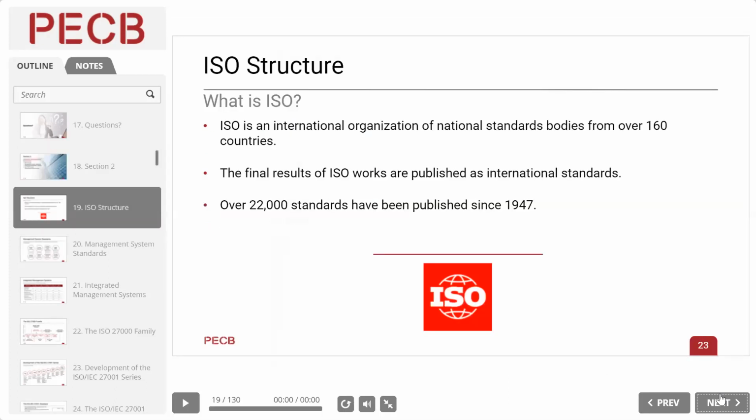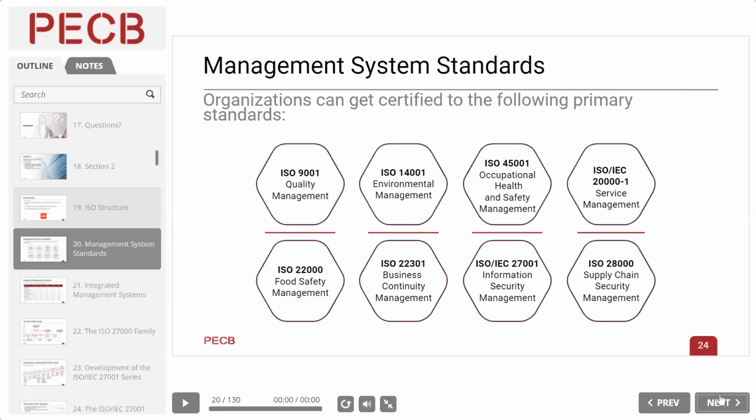Okay, so I'm going to start with the ISO structure. ISO, which stands for International Standards Organization, is a global organization that manages and publishes standards. There are over 22,000 standards that have been published by ISO, and there are standards in all areas. What we're going to talk about is one of the management system standards that ISO publishes.